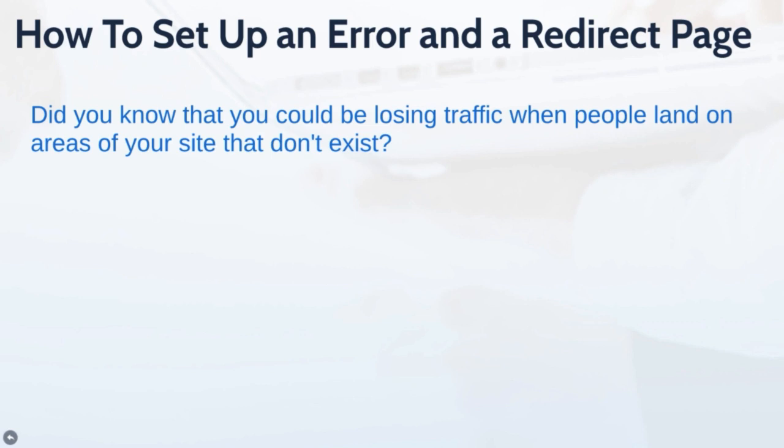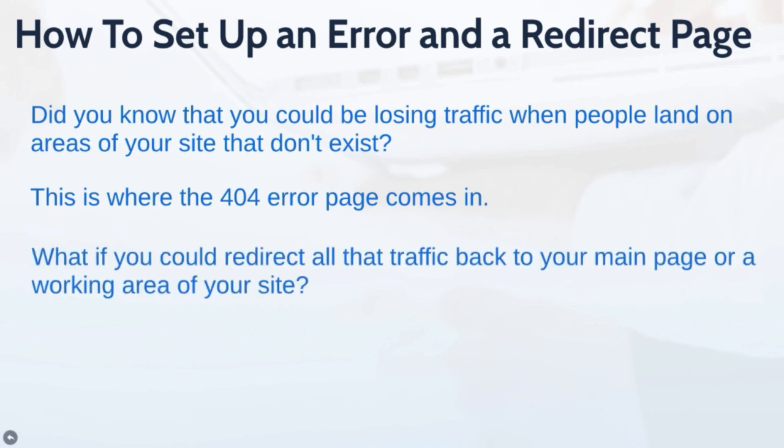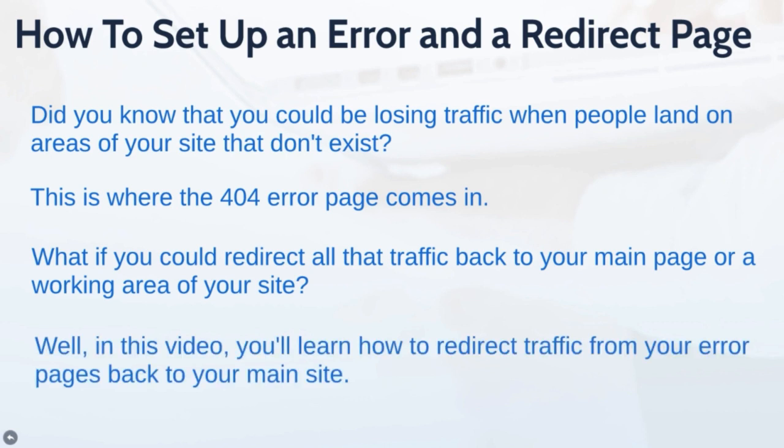You don't want that. Instead, you want people to be redirected to either a page that actually works or a specific page that you want all the traffic to be redirected to. This is where the 404 error page comes in. Fortunately, on the cPanel hosting panel, you can specify where you want all this traffic to go. In other words, what if you could redirect all that traffic back to either the main page or a working area of your website? Well, that's what you can do. In this video, we're going to show you how to create that 404 error page, and we'll talk about the other types of error pages as well.